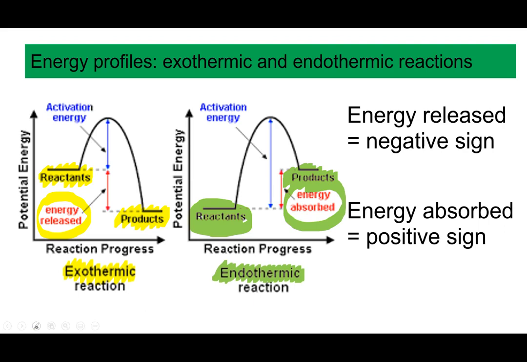And remember, if you are quoted your energy values in numbers, then if it's got a negative sign in front, like minus 100 kilojoules per mole, then that means it is exothermic. And if it's positive, they could show that with the plus sign or they could show it without. If it's positive, it's always endothermic.